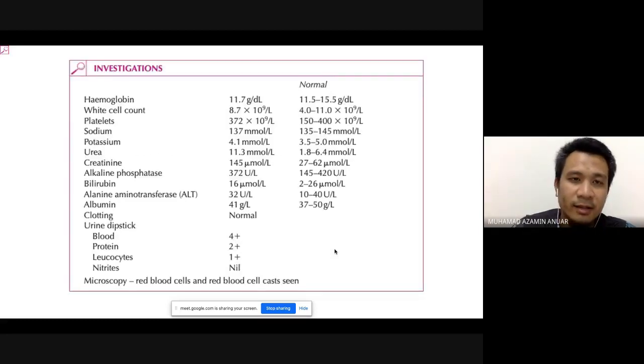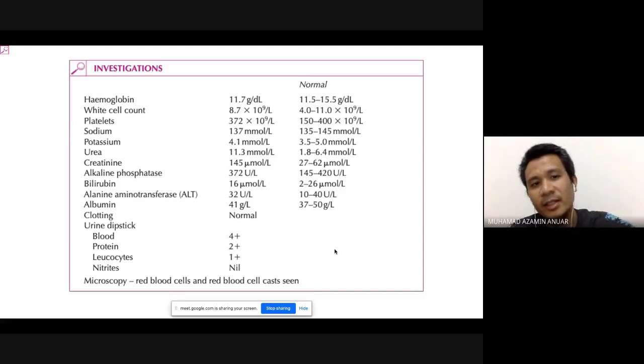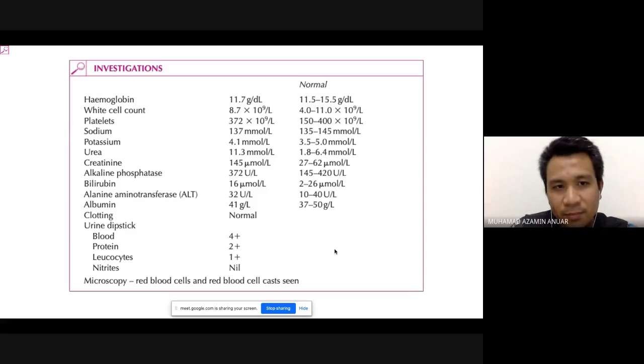So this is the investigation for this case. The Hb is slightly on the low side, but still within the normal range. The white cell is not raised. The platelet is normal, so this is not ITP. The sodium, potassium is normal. The urea is slightly high. Is it quite common to see high urea in a post-strep AGN?